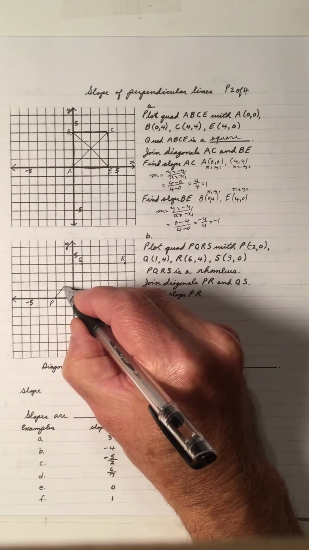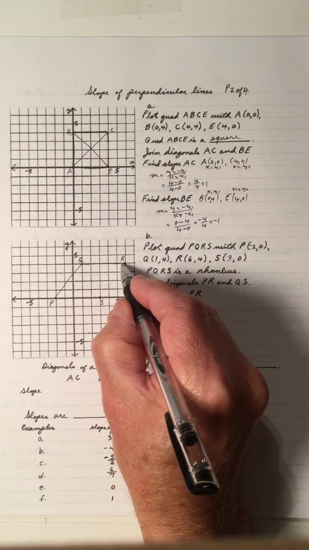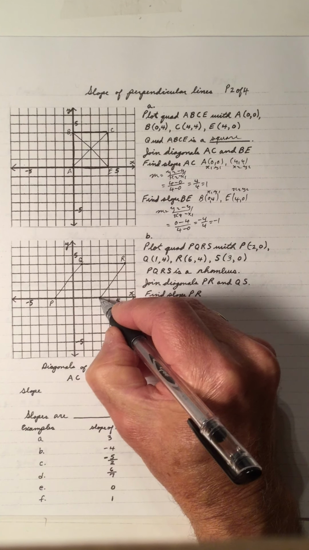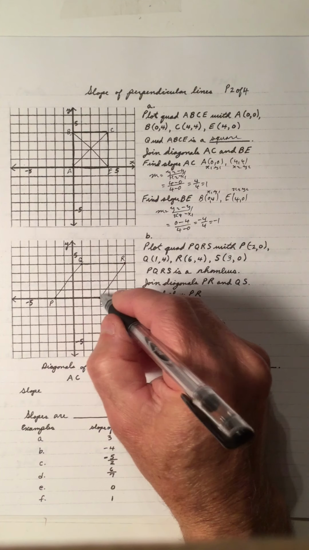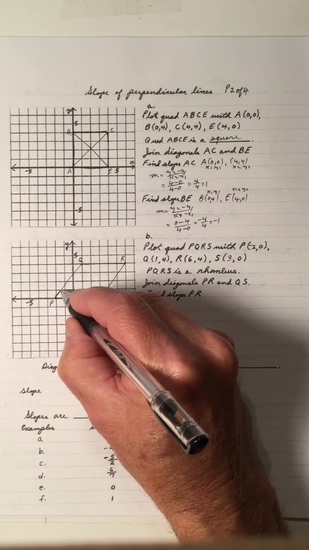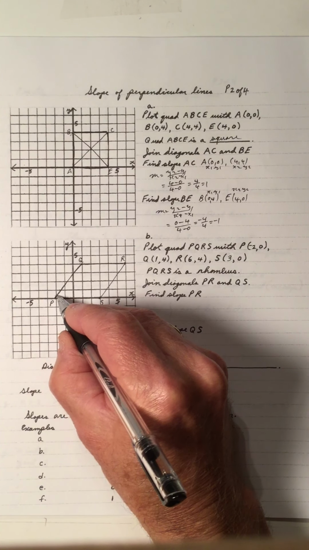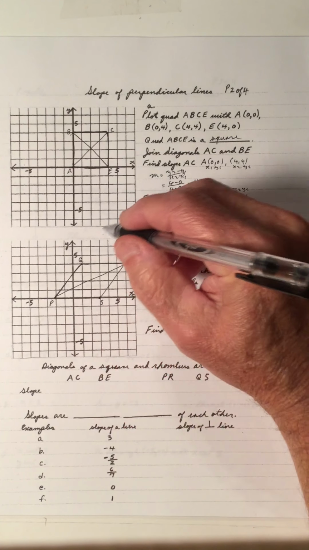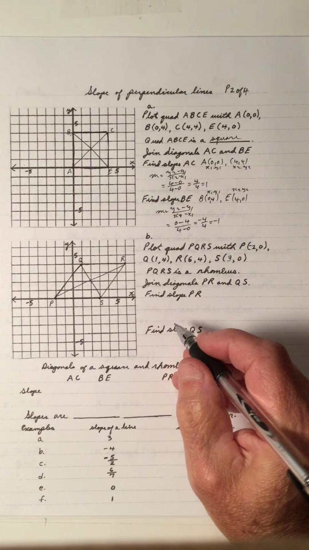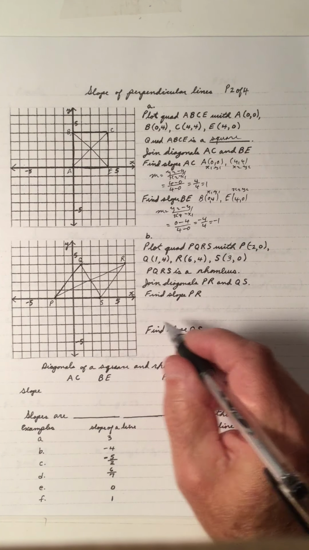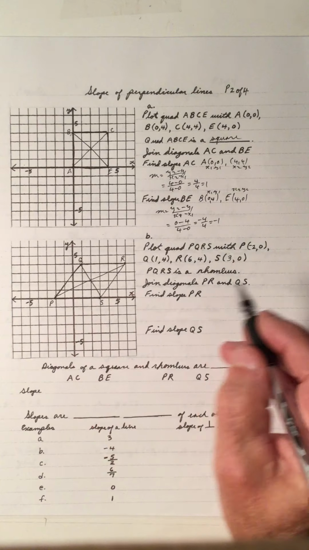And we join all those points up: PQ, QR, RS, and SP. PQRS is a rhombus. All these sides are the same length. Let's join the diagonals PR and QS. Again, diagonals are segments drawn from one vertex to another, not being a side. They're non-consecutive vertices. So these are two diagonals, PR, QS.